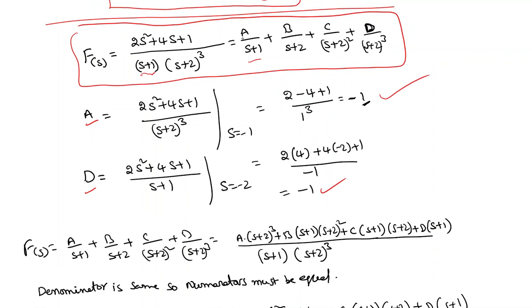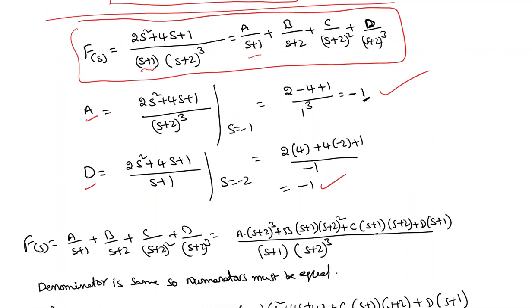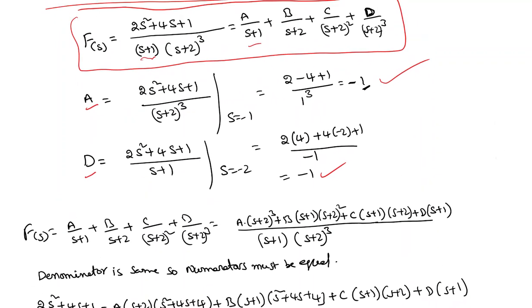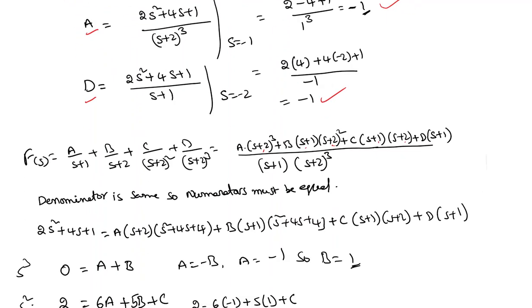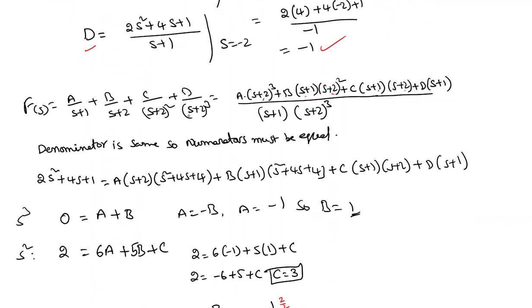Now I have 4 constants, but I found only 2 by using substitution, so I need to find the remaining 2. So I'm going to find the common factor there. Here I'll end up with s plus 1 and s plus 2 whole cube. So A times s plus 2 whole cube plus B times s plus 1 and s plus 2 whole square, C times s plus 1 and s plus 2, D times s plus 1. Okay. So the left hand side and right hand side denominators are the same.